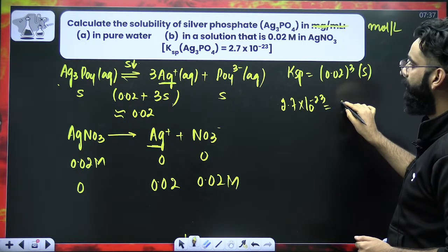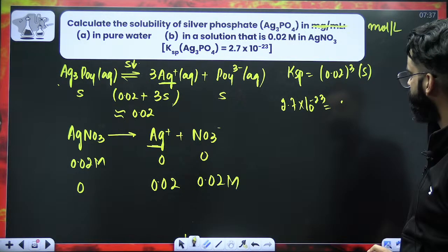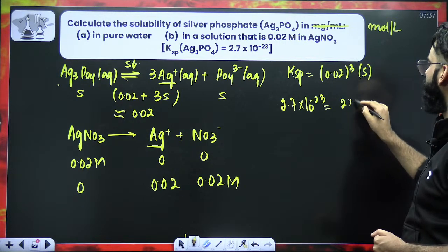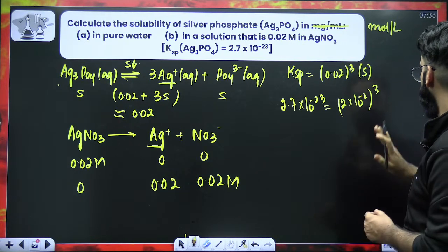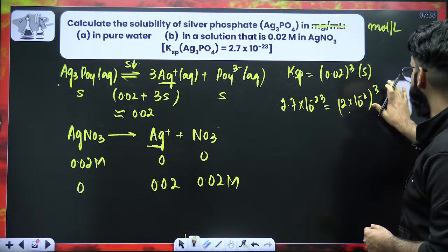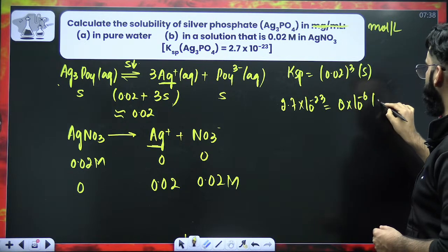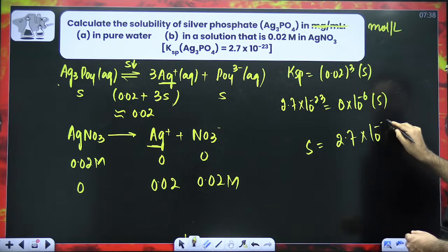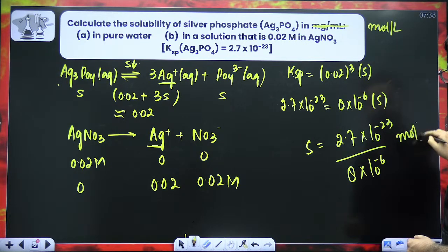This will be 0.02 only. Matlab 2 into 10 raised power minus 2 whole raised power 3. So it's 8 into 10 raised power minus 6, multiplied by S. So from here you can get the S value. It's 2.7 into 10 raised power minus 23 divided by 8 into 10 raised power minus 6. The answer will be again in moles per liter only.